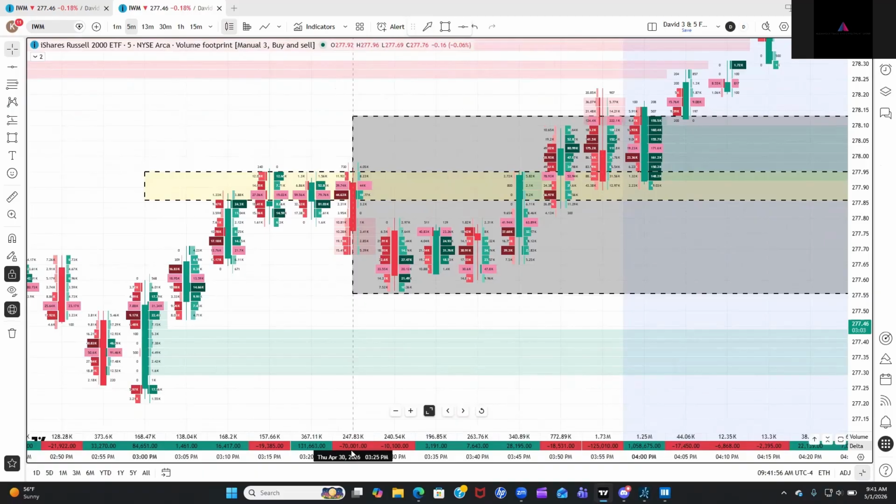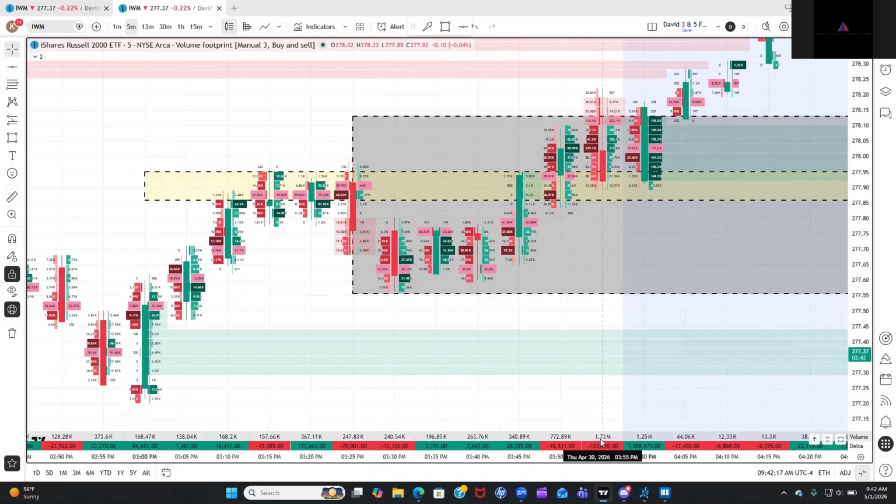271,000 in volume with 70,000 sellers couldn't drop the auction. Slightly lower, 240,000 in volume with a lot fewer sellers, 10,000, still couldn't drop the auction. And then right before cash close, 771,000 in volume, 18,000 in sellers, couldn't drop it.